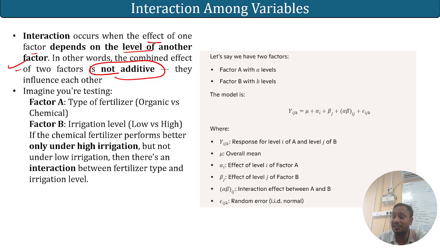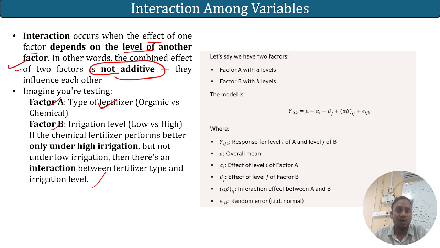They influence each other, not addition. So imagine we are testing factor A, the type of fertilizer, organic versus chemical. The second factor is irrigation level, low versus high. Only under high irrigation, but not under low irrigation, there is an interaction between the fertilizer type and irrigation level. So now the concept of two-way ANOVA comes into the picture.